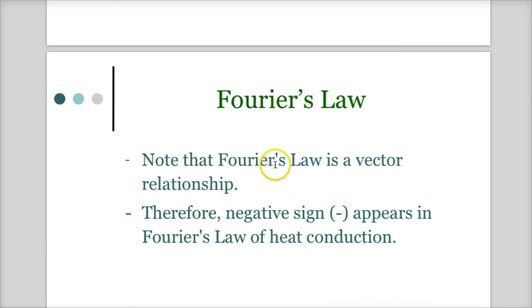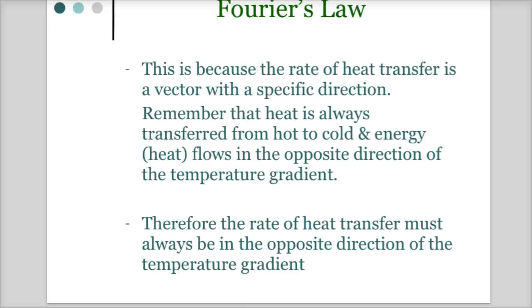And know that Fourier's law is a vector relationship. It's a vector, a flow of energy. Therefore the negative sign appears in Fourier's law of heat conduction, because the rate of transfer vector has a specific direction. Heat is transferred from hot to cold, so the energy flows in the opposite direction of the temperature gradient. Therefore, the rate of heat transfer must always be in the opposite direction of the temperature gradient. No idea what it means, but I hope you understand it.